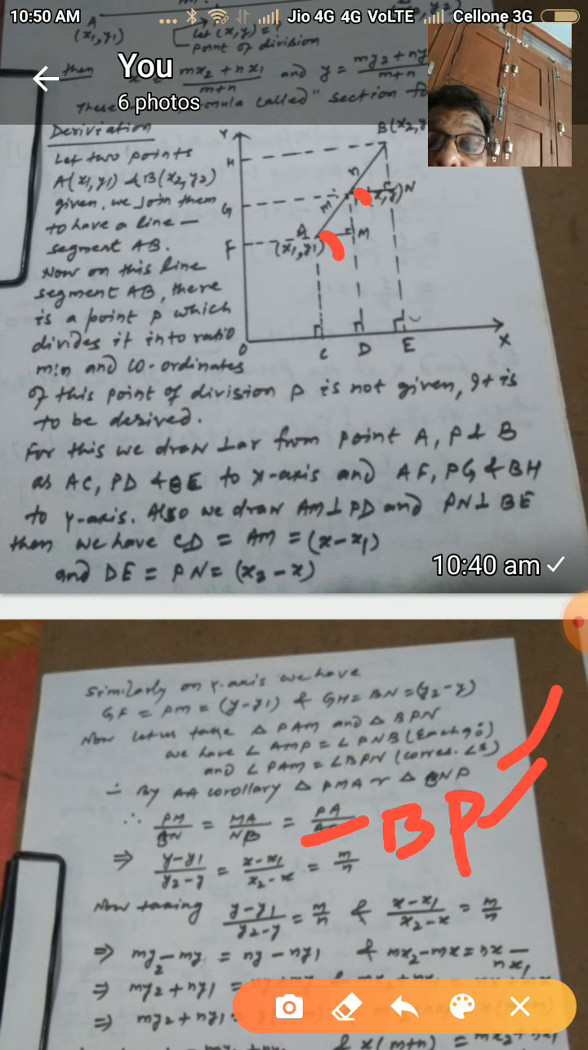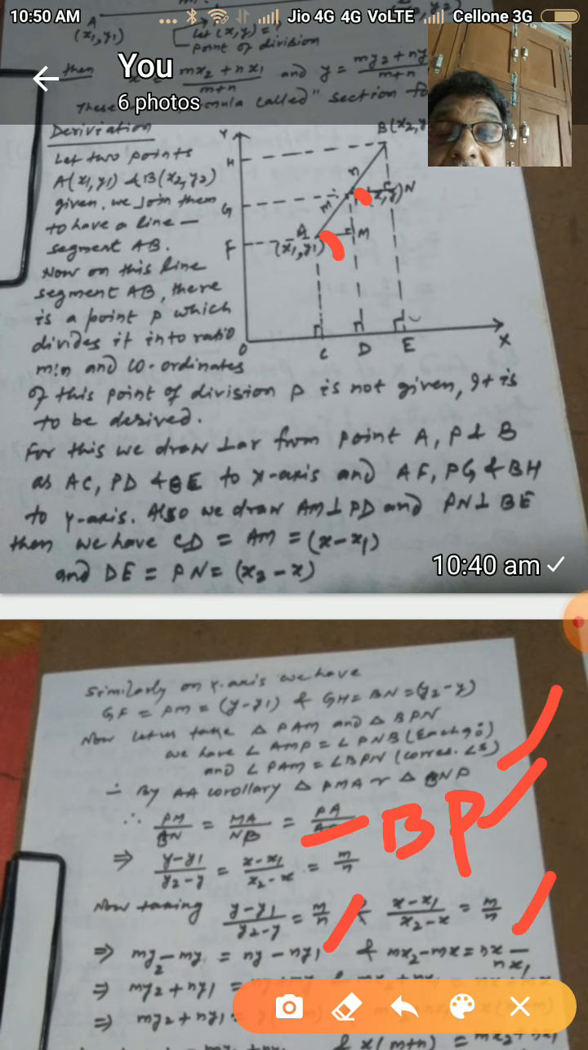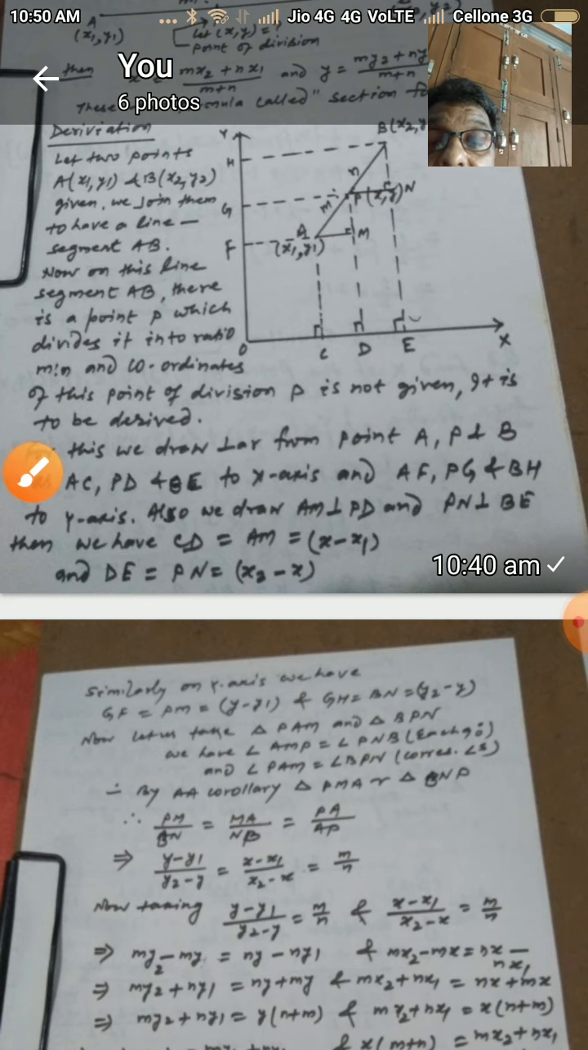Okay, so putting the value of these, we have (y minus y1) by (y2 minus y) is equal to (x minus x1) by (x2 minus x) is equal to m by n. Now what we will do, we will take two parts: (y minus y1) by (y2 minus y) equal to m by n, and another pair we will take (x minus x1) by (x2 minus x) equal to m by n.